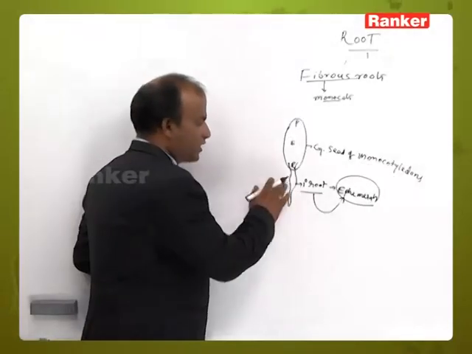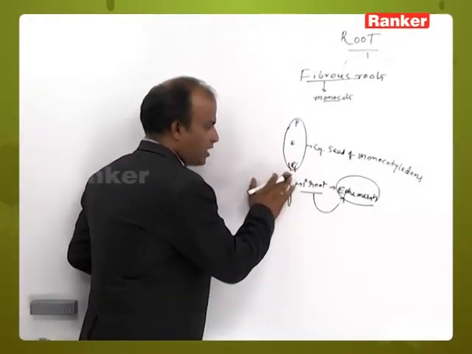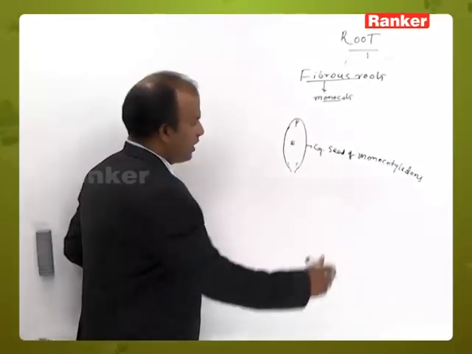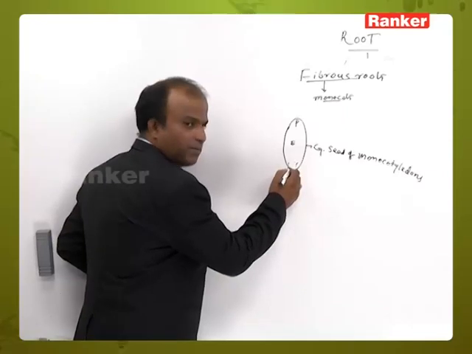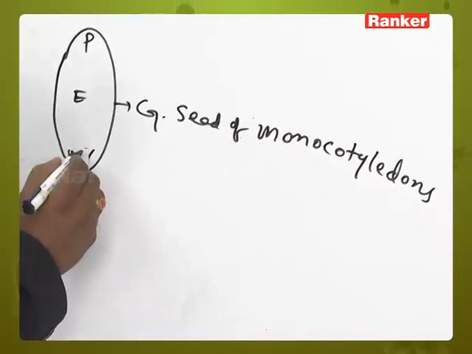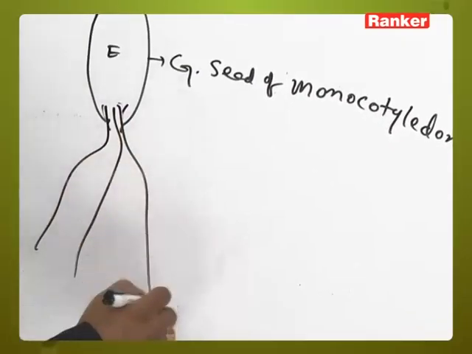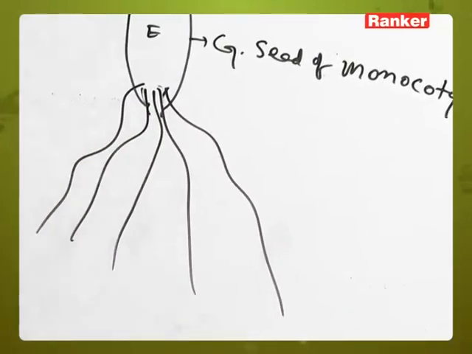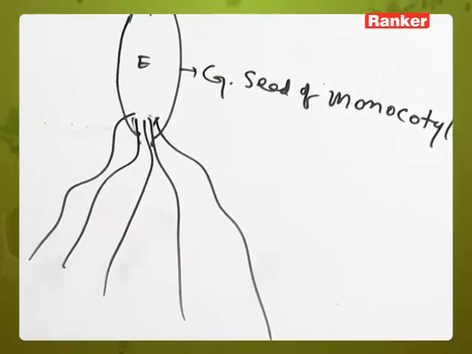After the degeneration of the radicle, or the primary root, what happens is that from the base of the stem, a cluster of numerous identical slender fibrous roots develops.